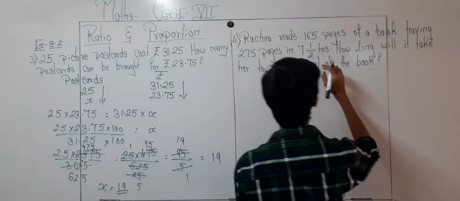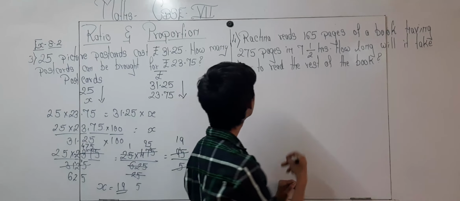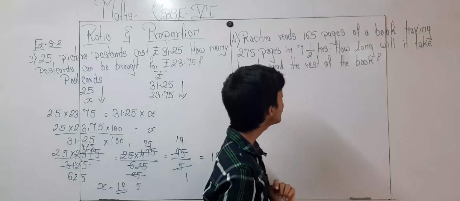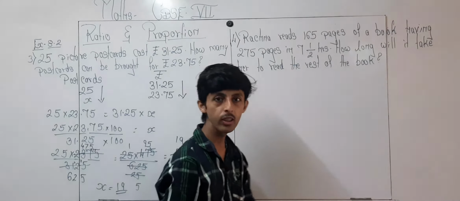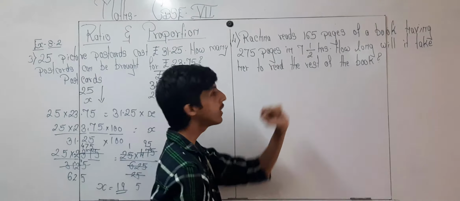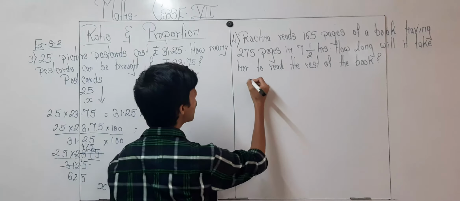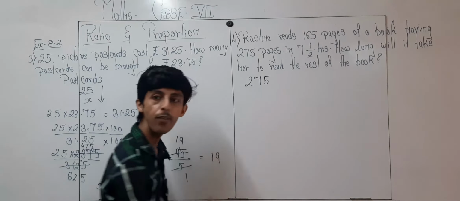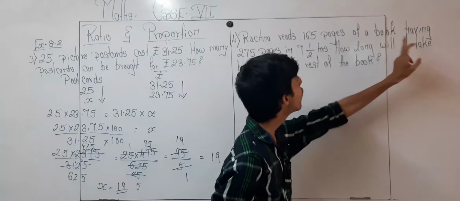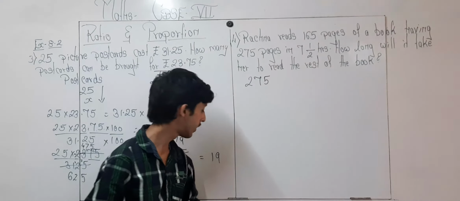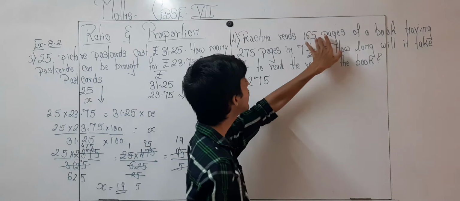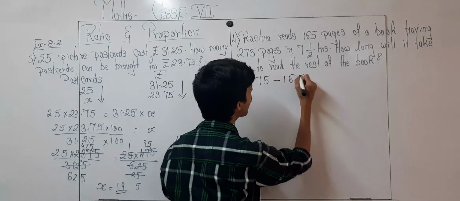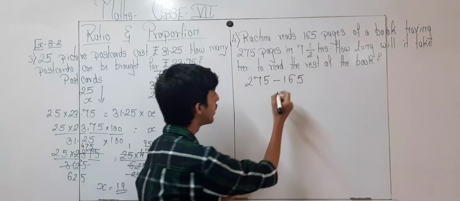Rachna read 165 pages of a book having 275 pages in 7.5 hours. The question is a little bit confusing, so pay proper attention. How many pages are there in the total book? The book is having 275 pages. Out of that, she read how many pages? 165 pages are being read by her.